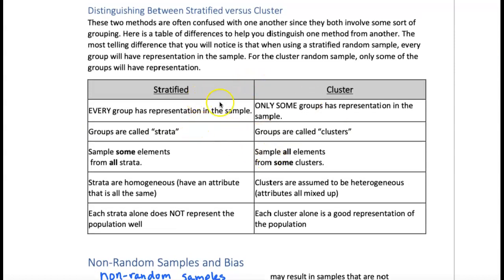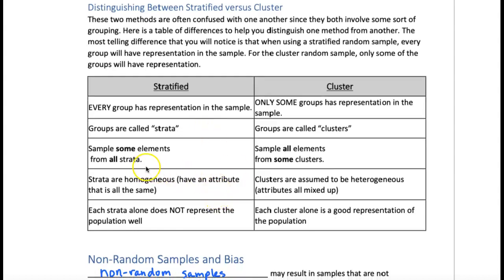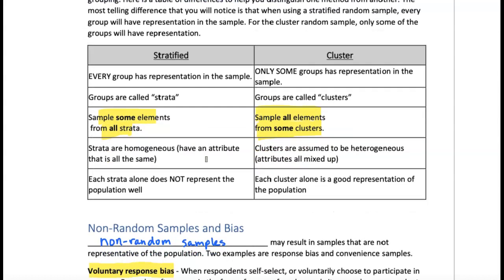And then there's an analysis here of really trying to distinguish between those two. Like I said, stratified and cluster are sometimes indistinguishable. People get these confused all the time because they both represent groups. But again, in one, we're taking some elements from all of the groups, and in the other, all elements from some of the clusters. Important to think about, again, really thinking about those two things.